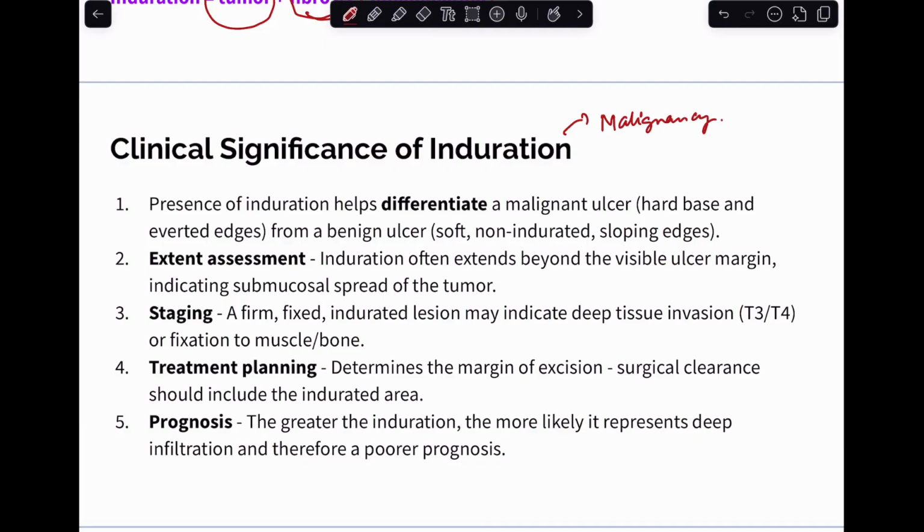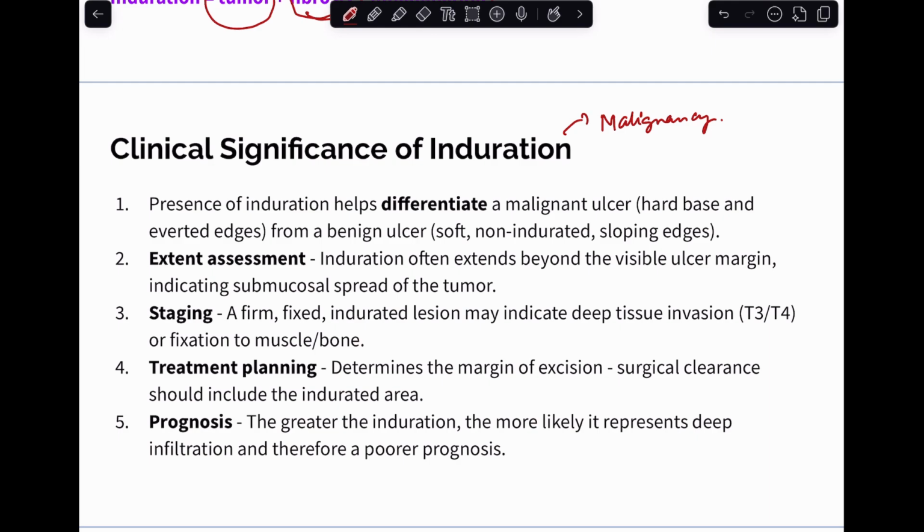Second, induration will help you in assessing the extent of the tumor. Sometimes the visible tumor margin will not be enough for you to determine the true extent of the tumor. Sometimes there is submucosal spread of the tumor which ends up showing as induration. So when you palpate the base and around the ulcer and you find the indurated area, that is the true extent of the tumor.